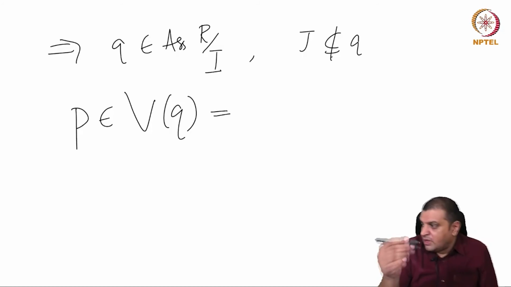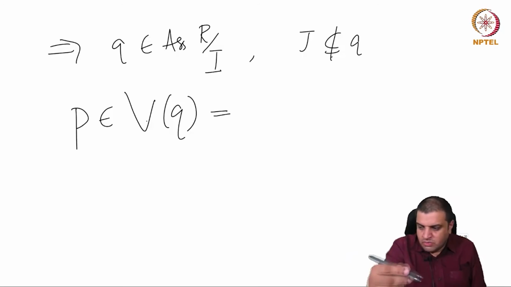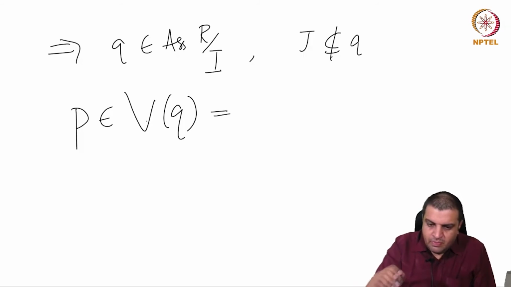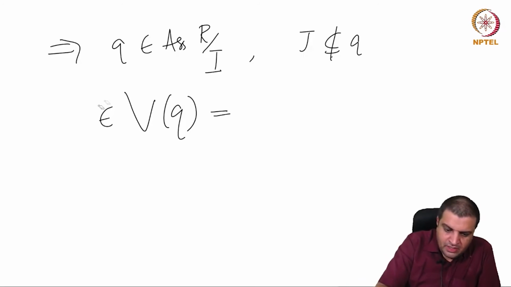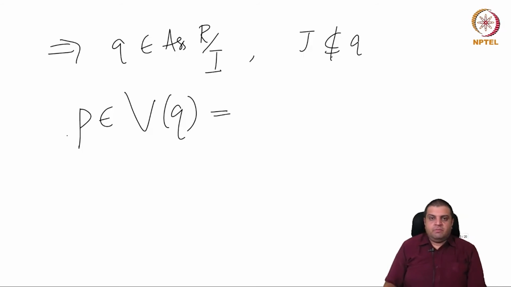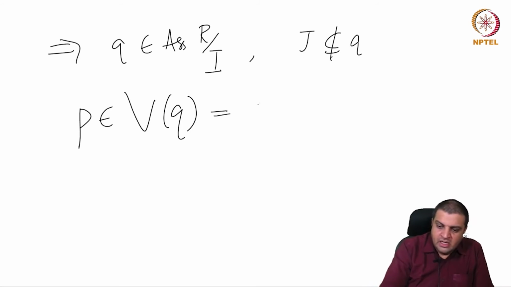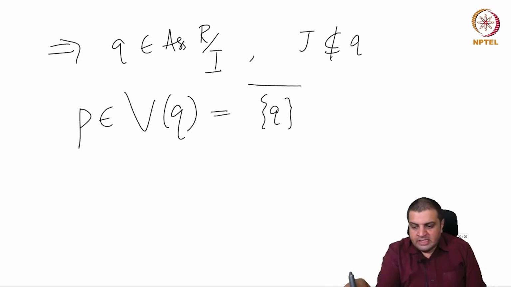But what do we know about this? P is in V of Q, but what is V of Q in terms of a closure operation? It is the closure of the singleton set just containing Q. That is because, by definition, it means all prime ideals containing Q. So V of Q is a closed set and it is the closure of this singleton set.